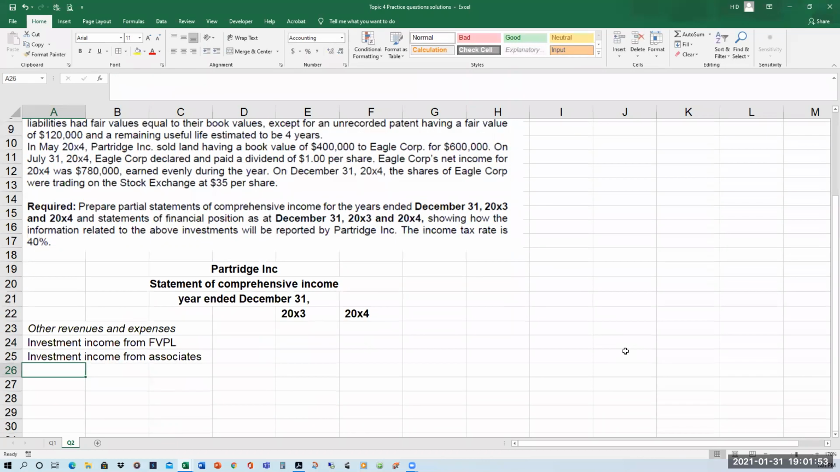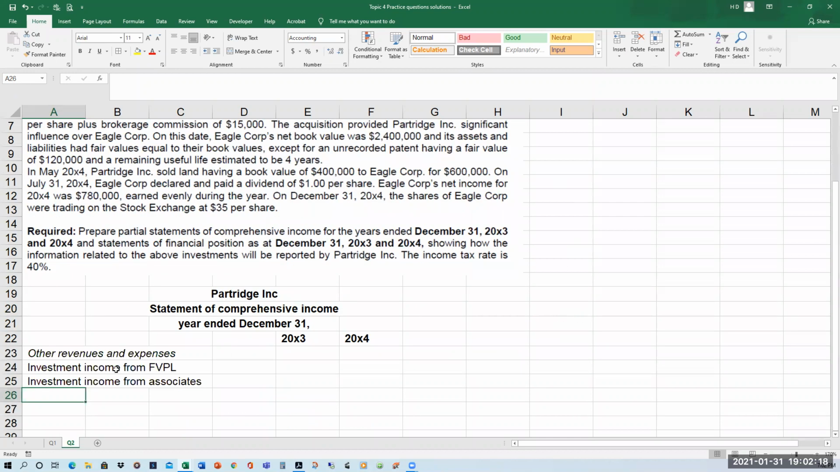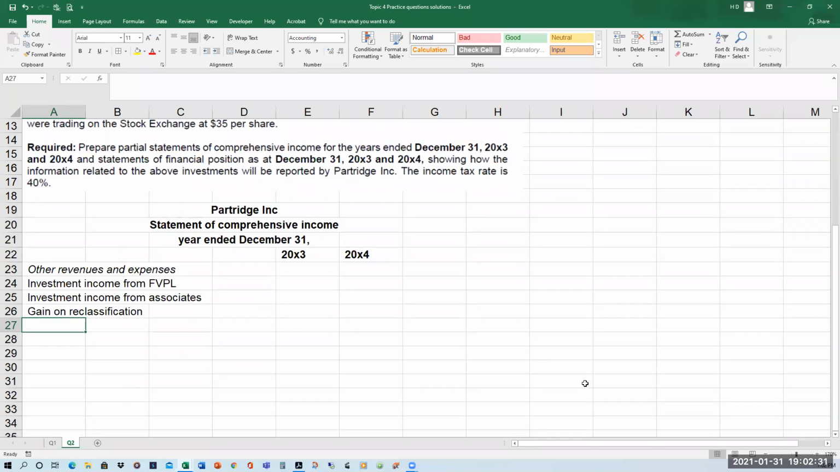And there is going to be a remeasurement on March 1st when significant influence was obtained. We will remeasure the shares to $30. The previous year-end price for Eagle Corp shares had been $27. So 27 to 30, we can see there's a remeasurement gain. So I'm going to have a line for gain on remeasurement, or gain on reclassification, if you like. We calculate the amount, but we're going to have a line for that.